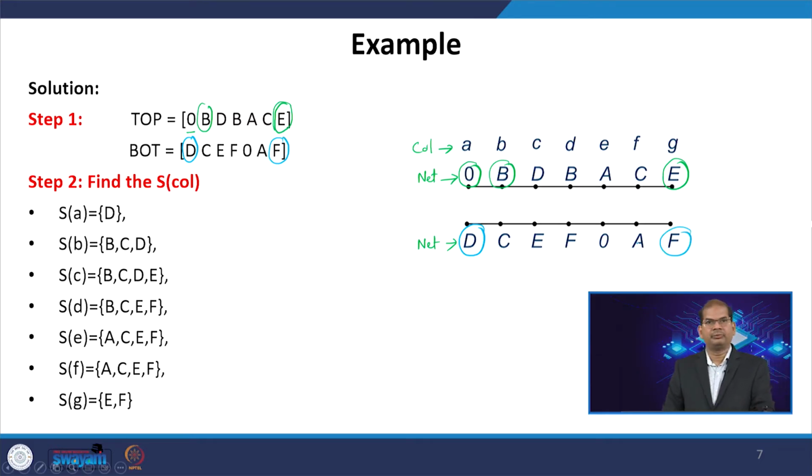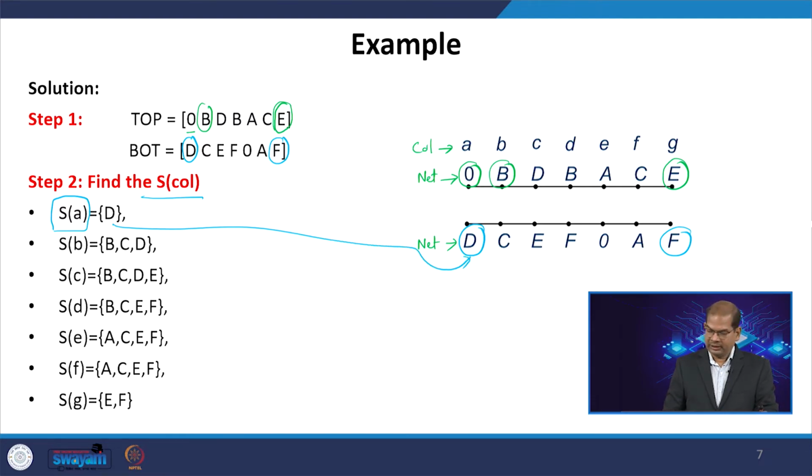Now, what we have to find out is the S of the column. The S of the column is basically the nets going through that column. Let us say here we have this column A. For column A, what are the nets going through it? Only the D net. This D corresponds to this D.